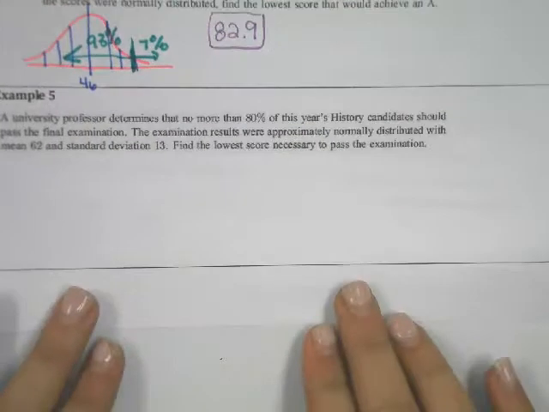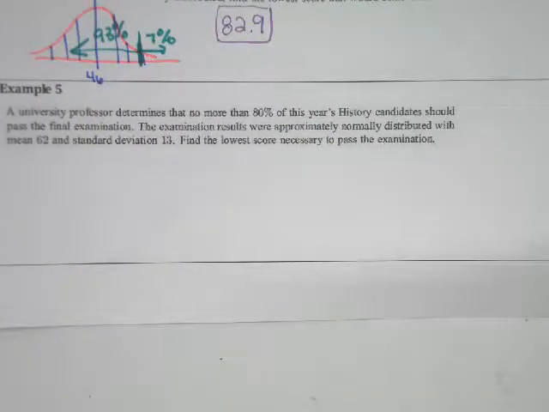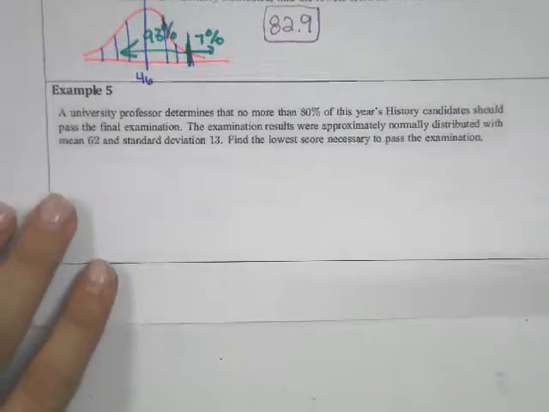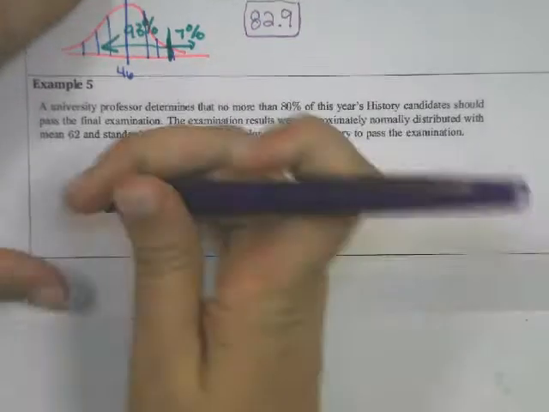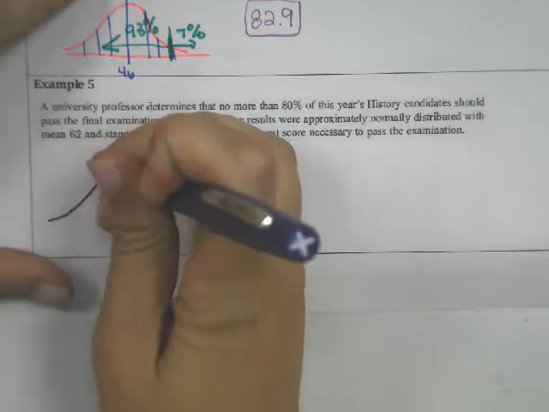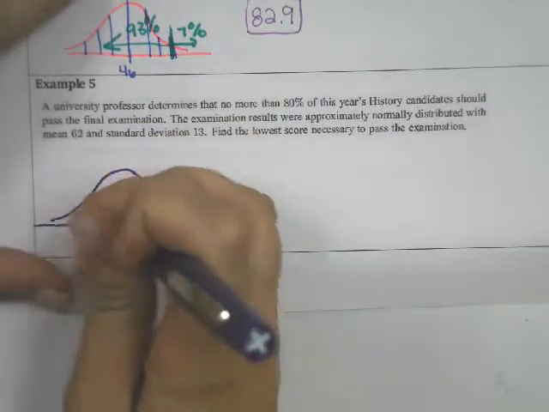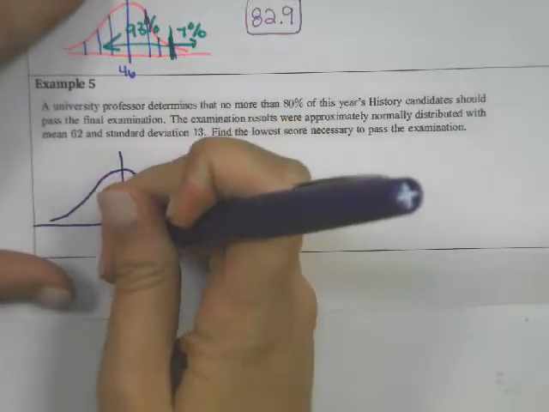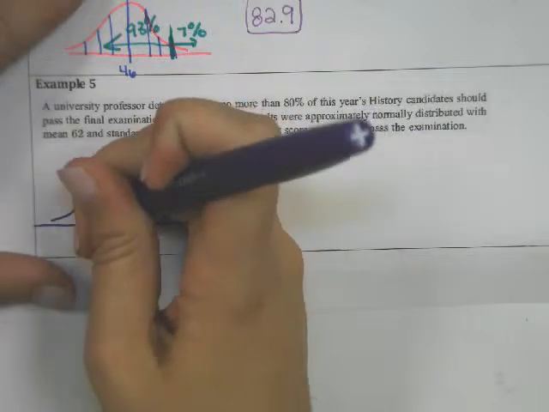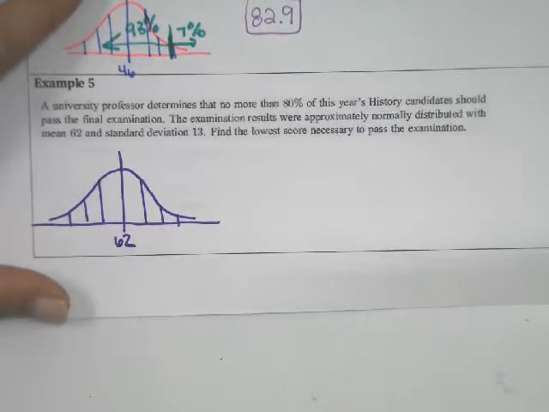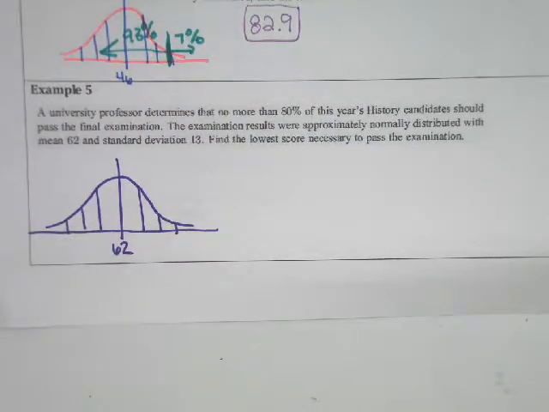All right, last example here. A university professor determines that no more than 80% of this year's history candidates should pass the final examination. So we only want 80% to pass, no more. The examination results were approximately normally distributed with a mean of 62, standard deviation of 13. So 62 is our mean, our standard deviation of 13. Find the lowest score necessary to pass the exam.